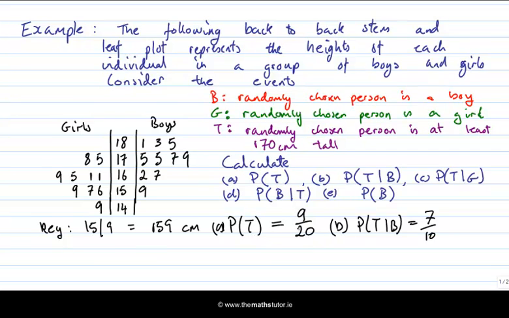So you see that these two probabilities are different. The probability of T without any condition is 9 over 20, which is the same as 0.45. And the probability of T given B is 0.7. So they're very different. And that's to be expected, right? If you restrict yourself just to the boys, the probability that a person is going to be above a certain height should be different than if you look at the whole population.